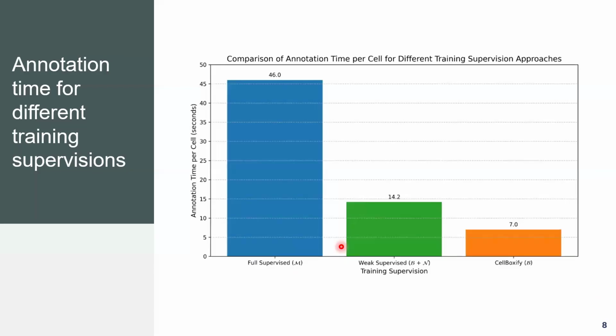Now we'll discuss the different annotation times required for different training supervisions. Full mask requires 46 seconds per cell, whereas Point to Mask requires 7 seconds for the bounding box, and depending on the number of points, the time is also added up. So, for example, for 6 points and a bounding box, it requires 14.2 seconds, and for Cellboxify, which requires only the bounding box, it takes only 7 seconds, which significantly reduces the time.